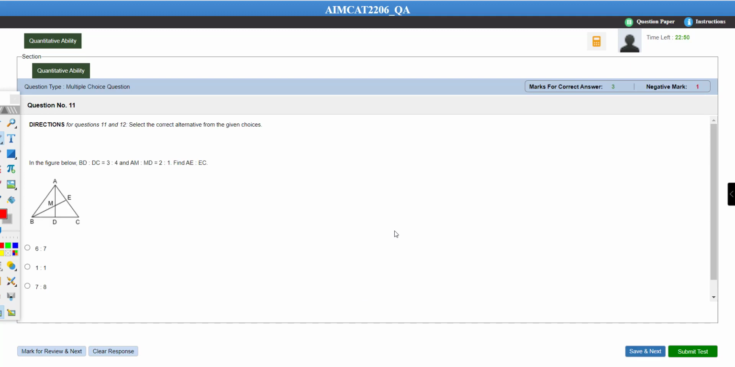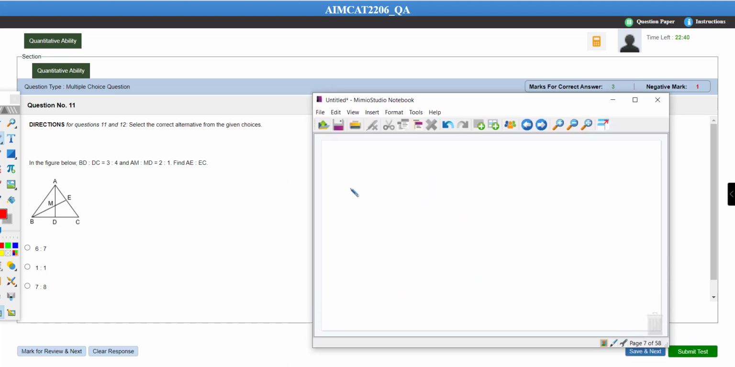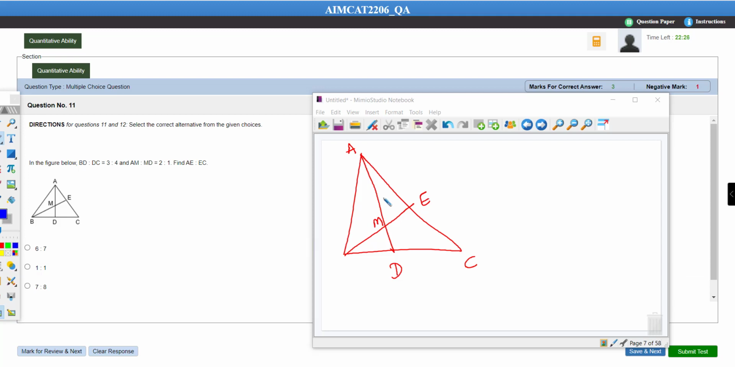Question number 11, BD is to DC is 3 is to 4, AM is to MD is 2 is to 1. This is again a very common question. Okay, so let's do this. So let me draw the diagram. First of all, the diagram is like this. This is A, M, D, and this is E and C. Okay, so we need to do some construction here. We draw a parallel line, this is a parallel line to ME. Okay, let's say this point is F.